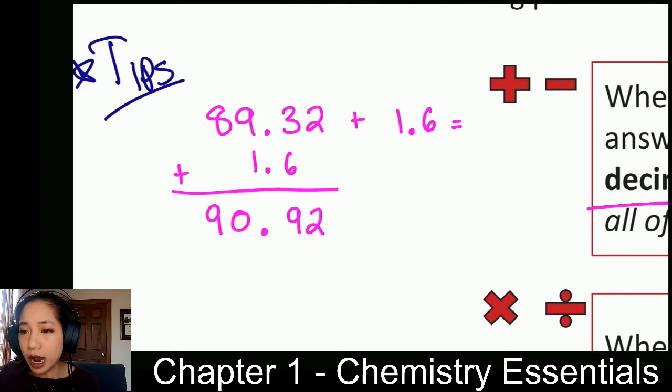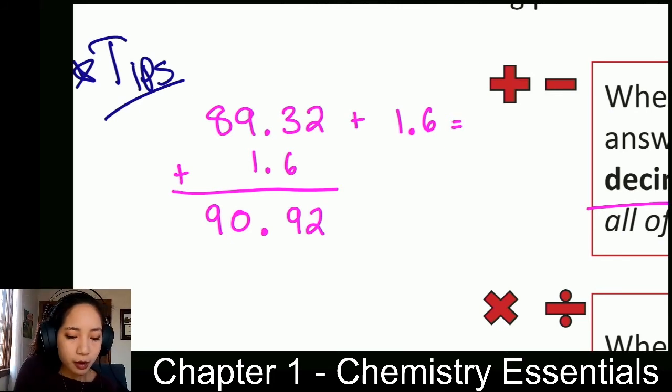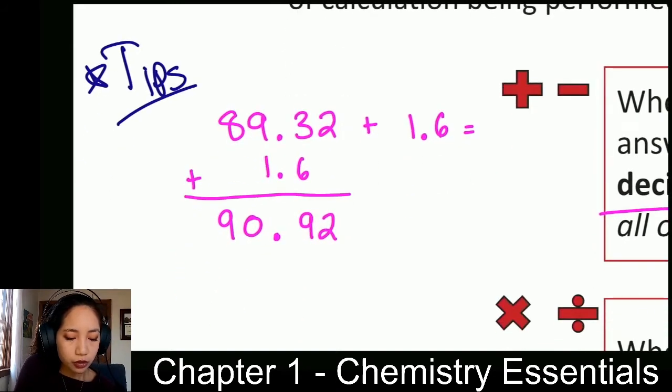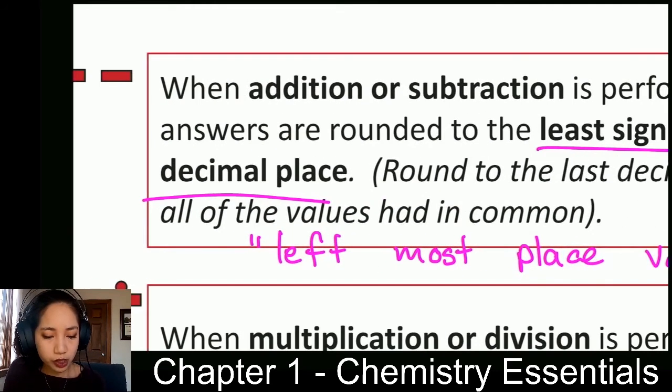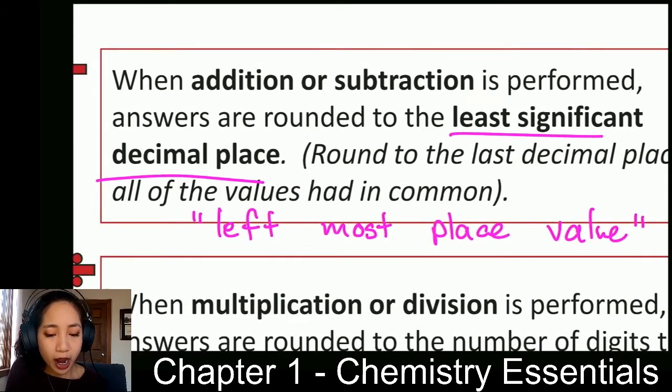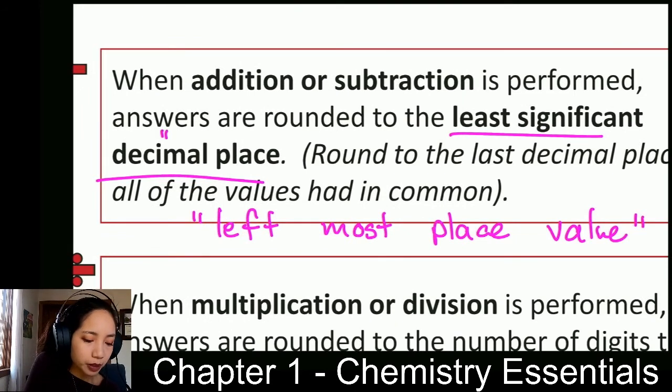Okay, so now let's think about significant figures. In both of these numbers, all of the numbers are significant. The last significant digit in 89.32 is that 2, and the last significant digit in 1.6 is the 6. But let's look back at what this addition rule says: we need to round our answer to the least significant decimal place. I'm going to say placeholder because it doesn't have to be a decimal place or place value.